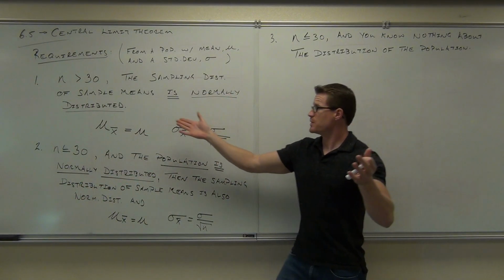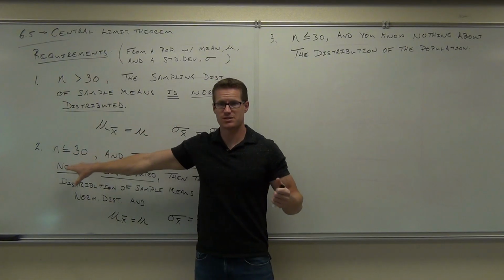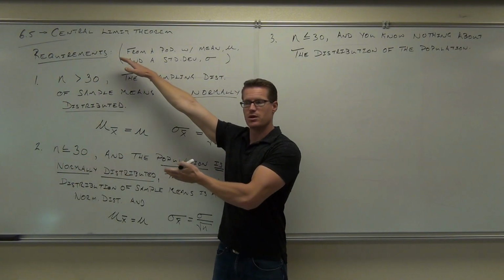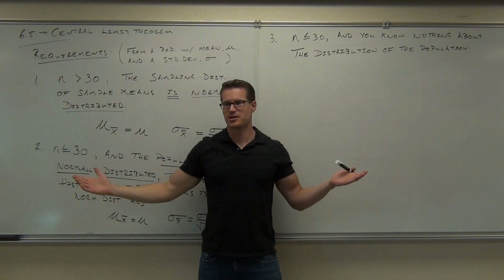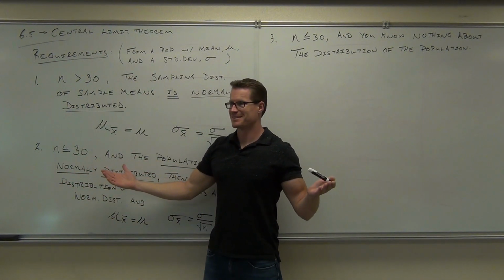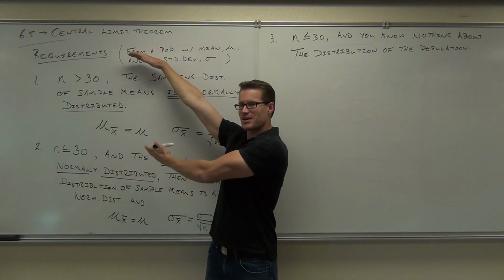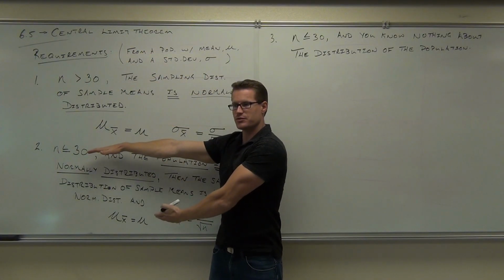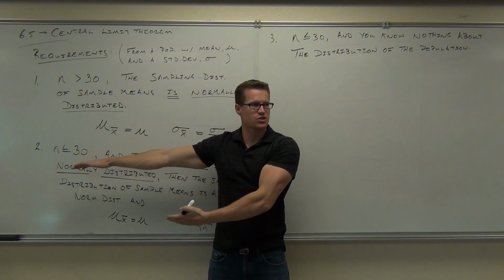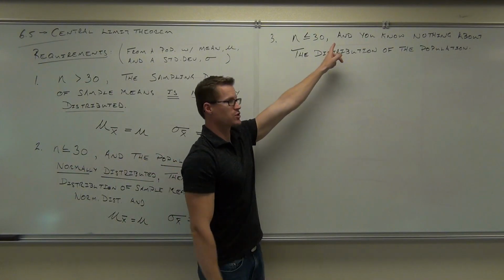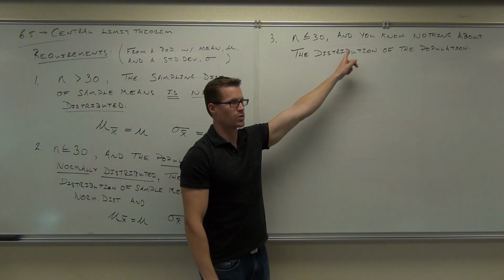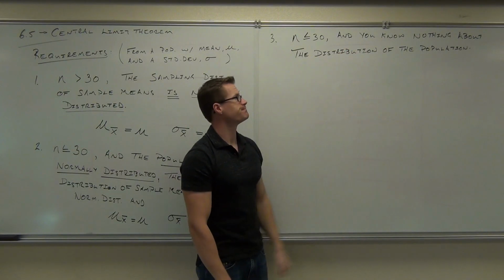Notice that these are the only three cases you can have. This is it. You either have n's bigger than 30 or n's less than 30. If n's bigger than 30, no problems. No worries, mate. You got this. That's Australian, by the way. Did you like my accent? N's bigger than 30, no problem. You got this. If n's less or equal to 30, you have two cases. One, if the population is normally distributed, no problem. Again, you got this.